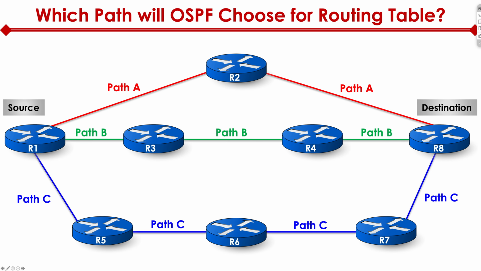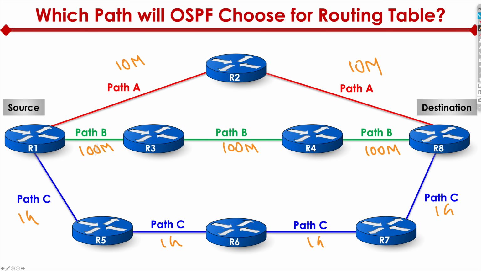Well, you might jump to the conclusion and say, obviously, path A, that's the path with the least number of hops. But you would actually be wrong. And let me explain why. Path A, what if this is 10 meg? And this is also 10 meg. Whereas path B, what if this is 100 meg on all the circuits? And path C is 1 gig on all the circuits and all the links all the way across. Now, which one do you think OSPF should choose?